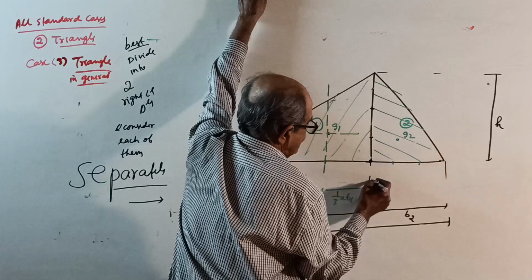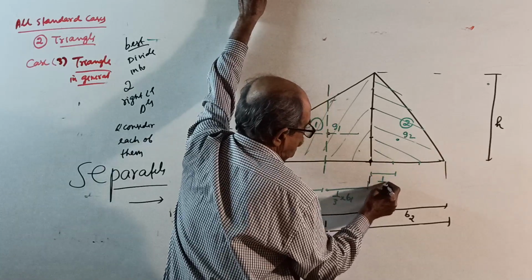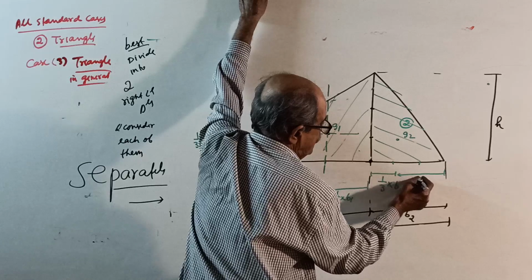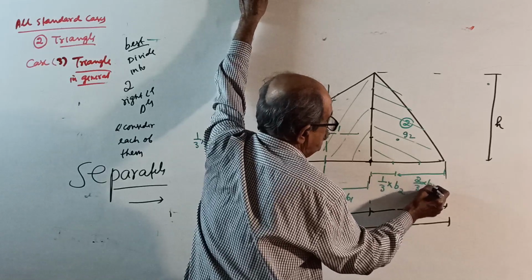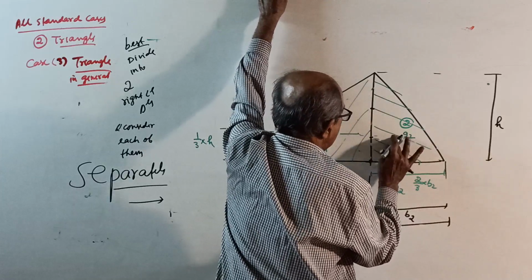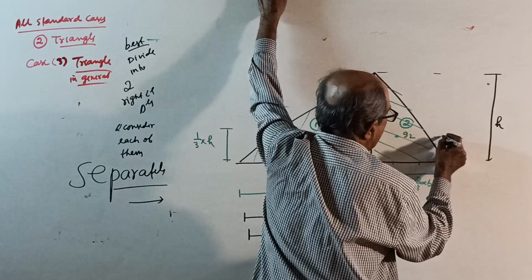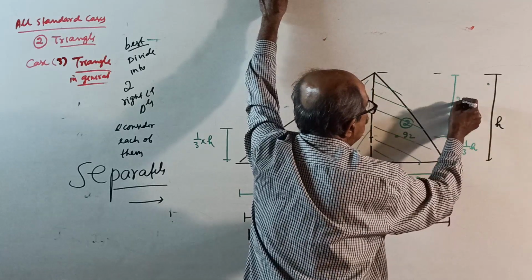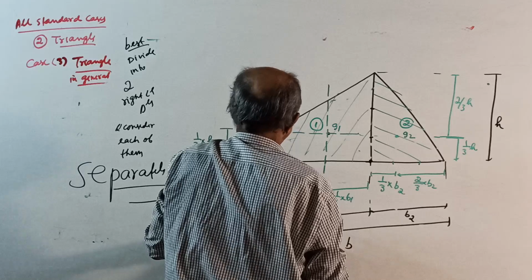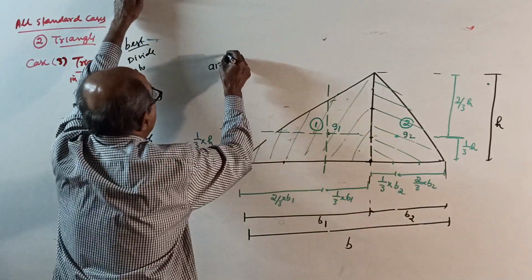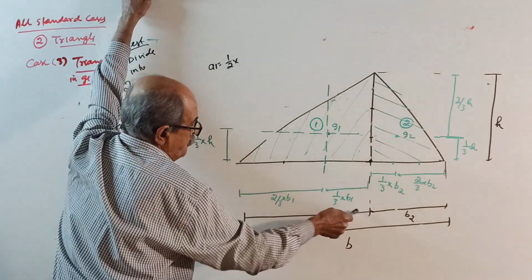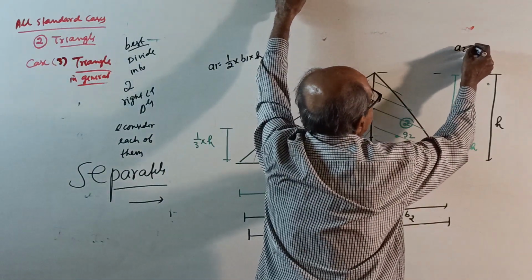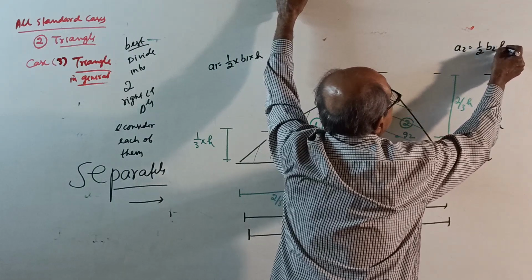G2. If you want this distance, it is 1/3 of B2. This is 2/3 of B2. Height-wise, it is the same as last time: once again 1/3 of h and 2/3 of h. Now, A1 is half into B1 into h. When you want A2 here, it is half into B2 into h.